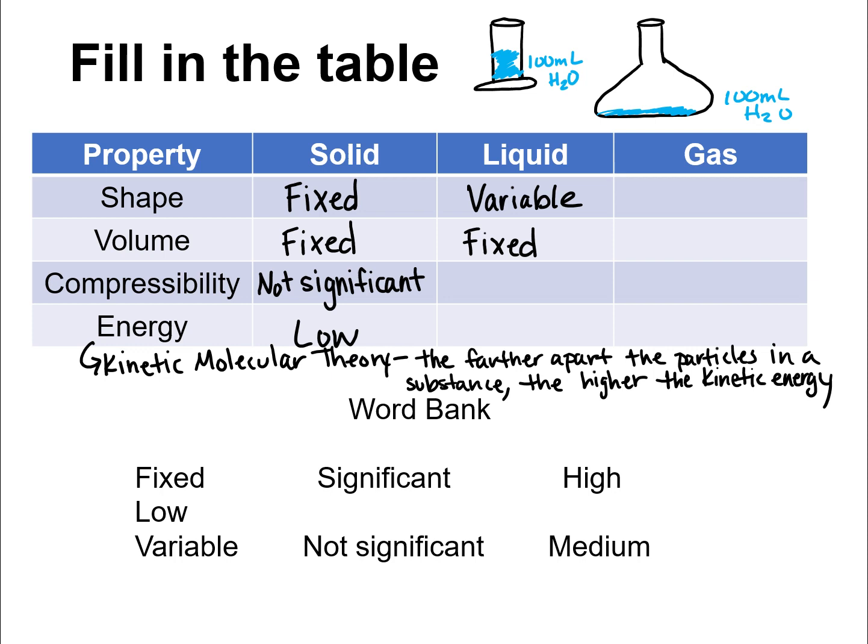Let me know if that distinction makes sense to you. The shape of a liquid is variable, changes with the container. The volume, however, is fixed. It stays the same no matter what container it's in.